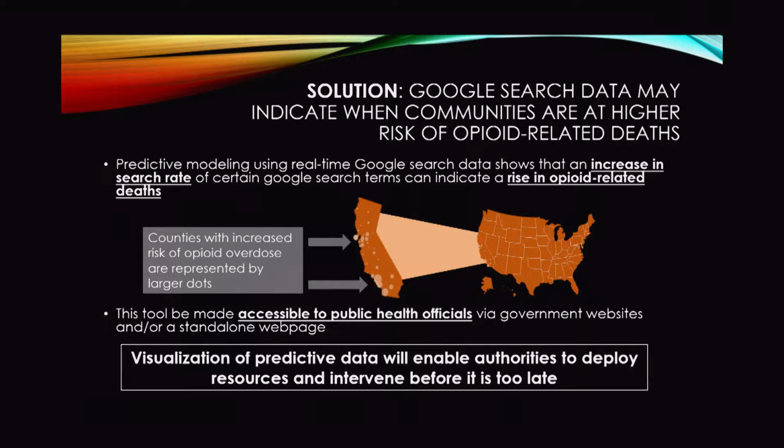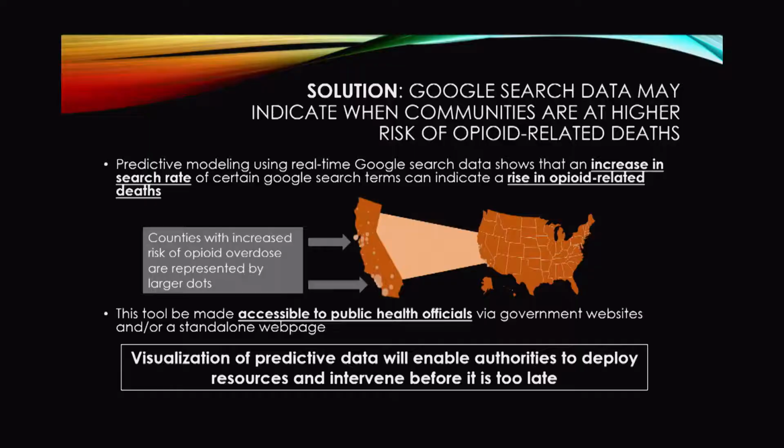So what we've done is we've tapped into Google search data as a way to measure real-time activities and crises. We found that there are Google search terms that have an increased search rate correlated with a rise in opioid-related deaths. And we did find search terms that can be predictors of increased rates of opioid deaths in a given locale.